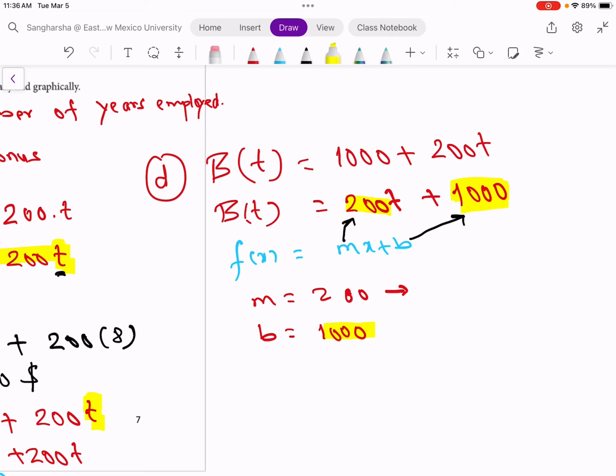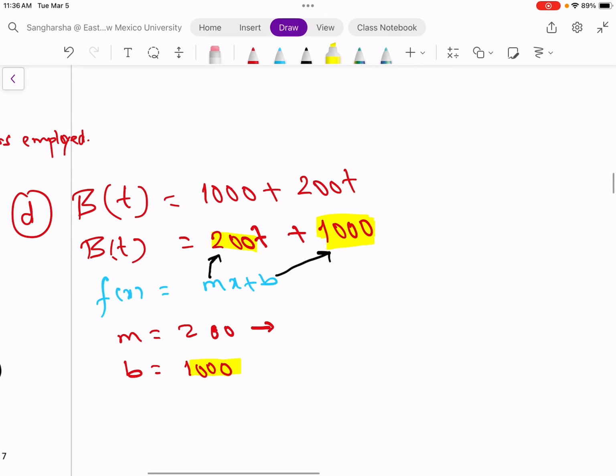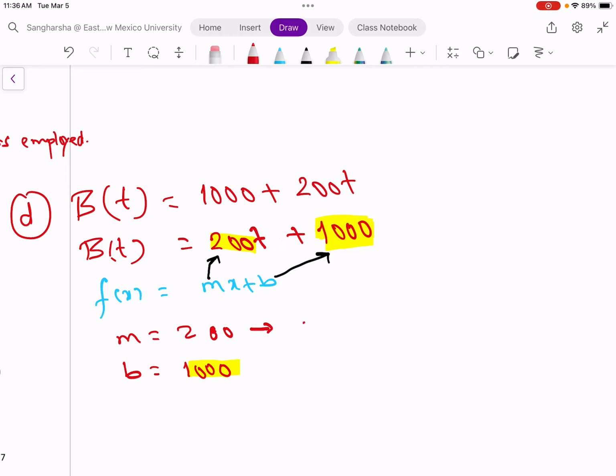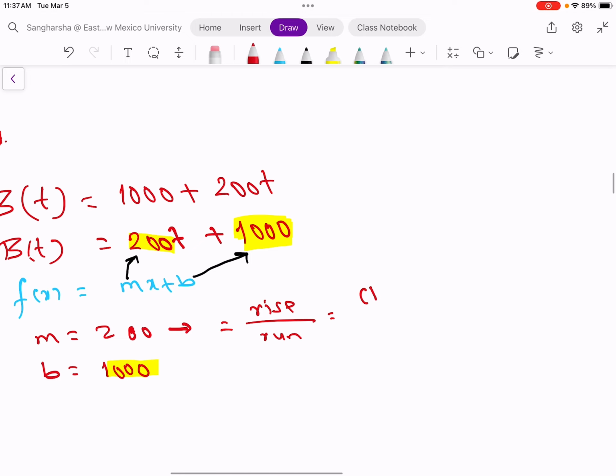And what about $200? What is that $200 here? That's the slope, but what does that mean here? Now let's define what slope is. How did we define our slope? Slope is equal to change in rise over run, right? So we have rise over run. This is our slope. Or we can also write change in y over change in x.